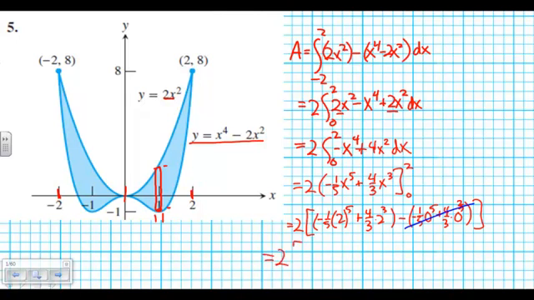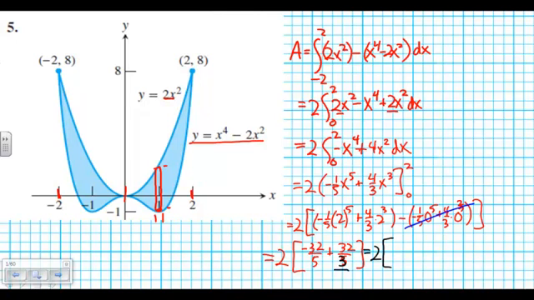Coming back here then, I've got 2 times the quantity. 2 to the fifth is 32. 2 to the third is 8 times 4 is 32. Oh, that's to the third, not to the fifth. So, cleaning up from there, I've got a common denominator of 15. So, I'm going to end up, let's do this one first.